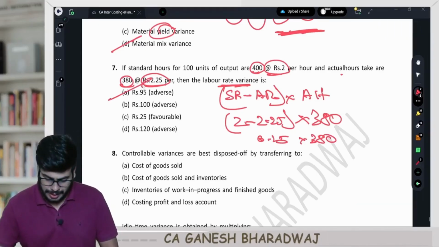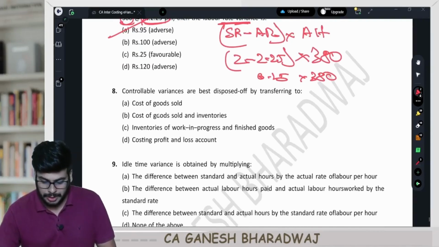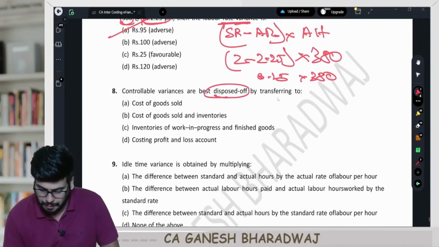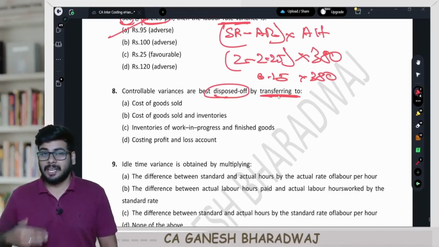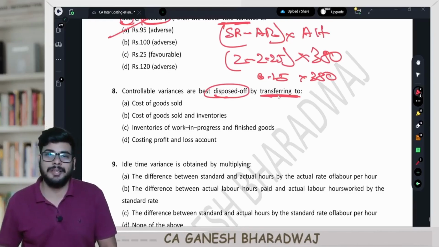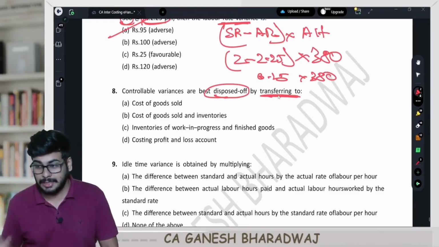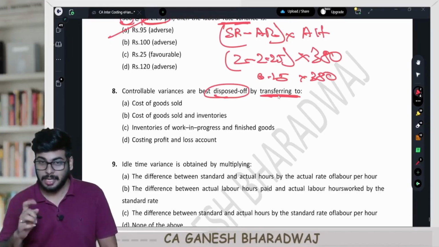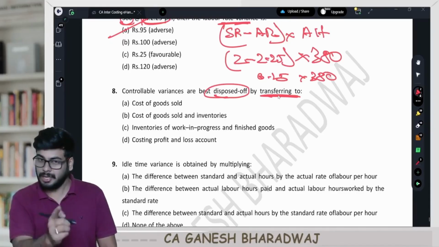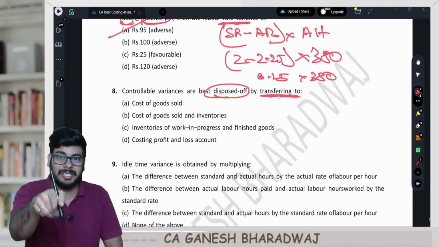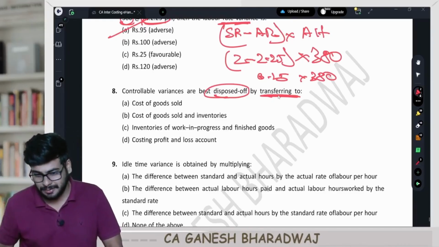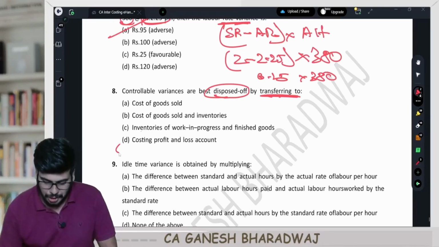Next, controllable costs are best disposed of by transferring to. Logically think, guys, and answer. Controllable costs are what? Are they avoidable or unavoidable? Controllable means avoidable. Avoidable costs are generally abnormal in nature, so they need to be taken to your costing P&L.